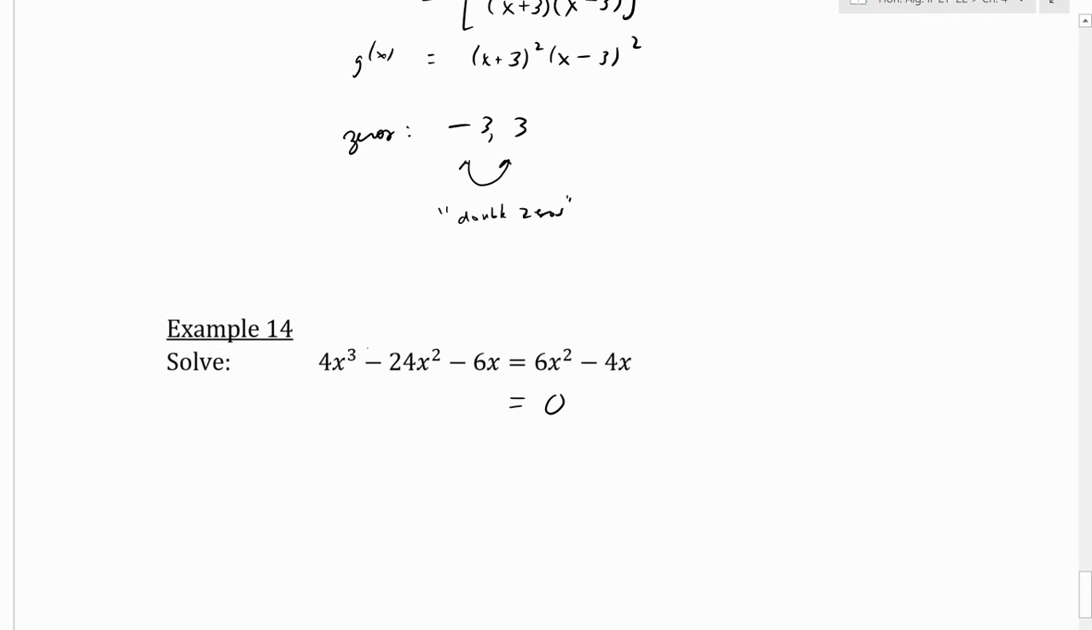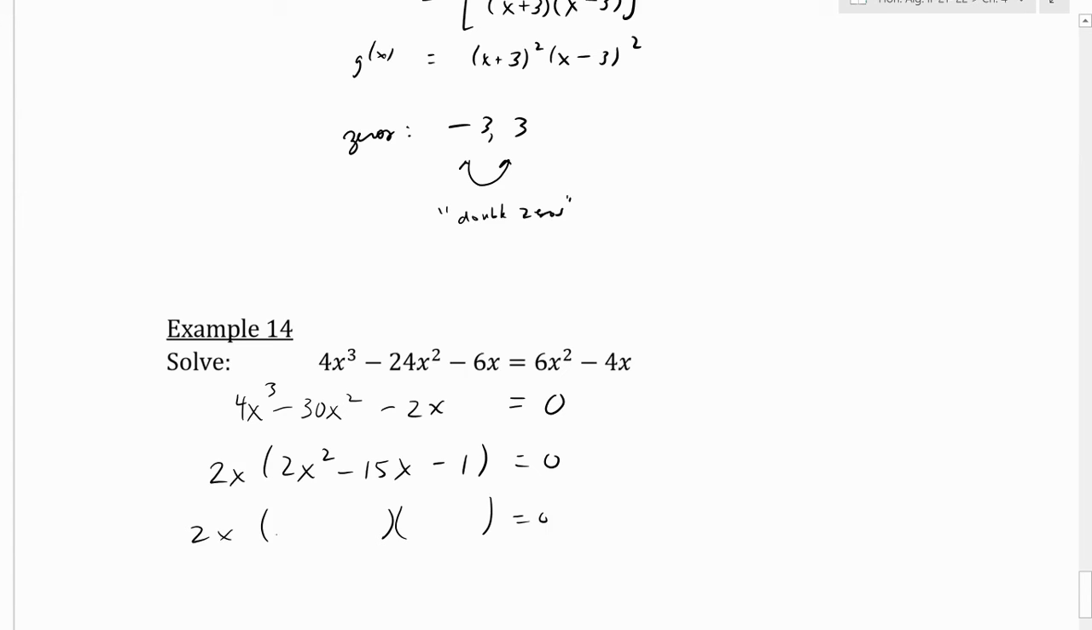Got to get it set equal to 0. The biggest power is a cube. Let's make it positive. Subtract 6x squared from both sides. Add 4x to both sides. Oops, that's an x, not a 0. Let's factor a 2x out. And let's see if we can get this thing factored.